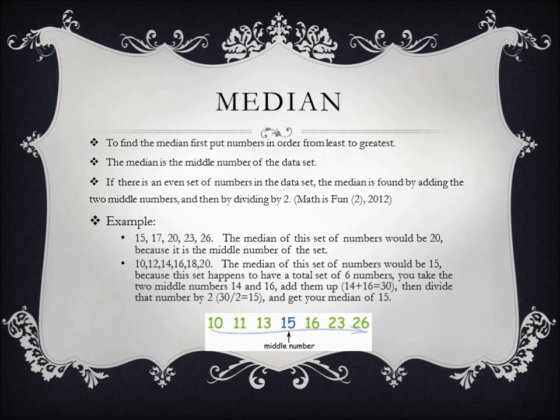Example 2. Let's say you had a data set of numbers 10, 12, 14, 16, 18, and 20. The median of this set of numbers will be 15 because this set happens to have a total of 6 numbers. You take the two middle numbers once you put them in order from least to greatest, 14 and 16, and add them up. 14 plus 16 equals 30. You will then divide that number by 2, which gives us 15. 15 therefore will be the median of example 2.